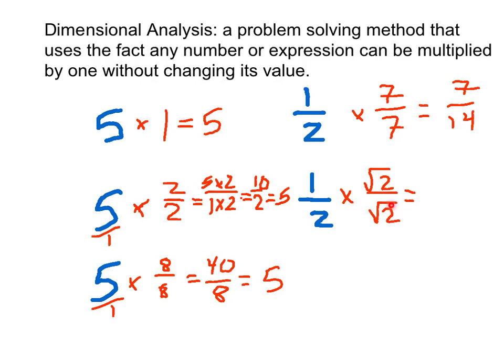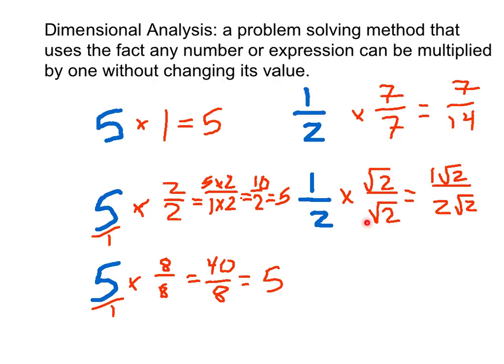The numerator and denominator have to be equivalent. They have to be equal things, equal values. Up top, we'll have 1 times the square root of 2. Down below, we'll have 2 times the square root of 2. And I'm just going to leave it like that. We don't really need to worry about knowing how to simplify that.